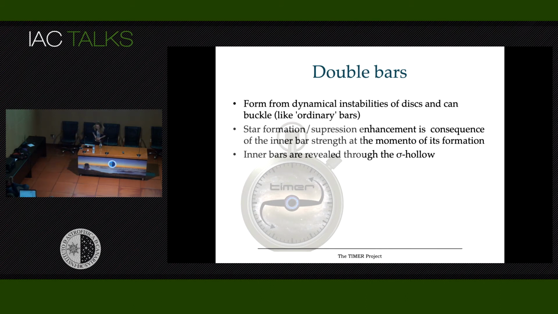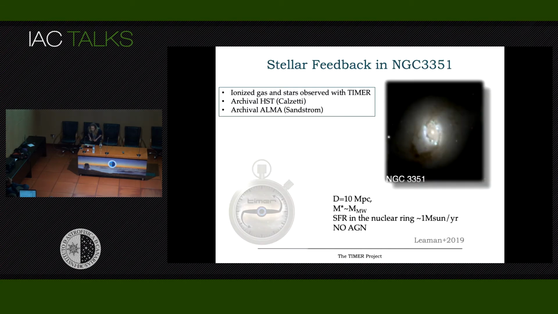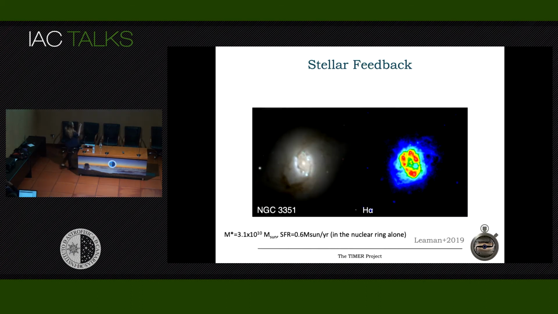I'm going to end by showing you an example that Brian Lehman is working on, trying to quantify the stellar feedback in one of our galaxies, NGC 3351. For that, he uses the maps of ionized gas and stars from TIMER and combines them with data from HST and from ALMA. NGC 3351 is a galaxy at around 10 megaparsecs and has a ring where the star formation is very high. The star formation is 0.6 solar masses per year only in the ring.